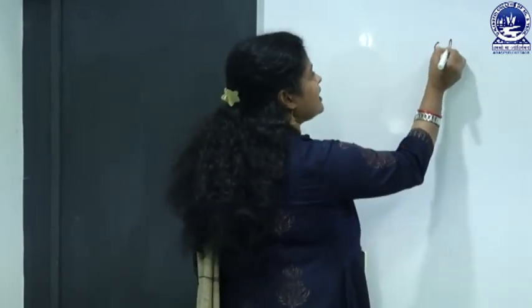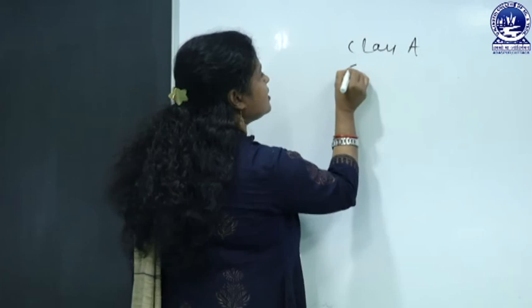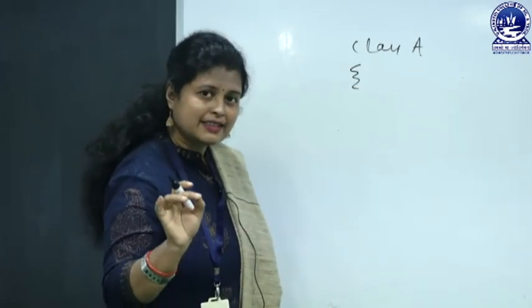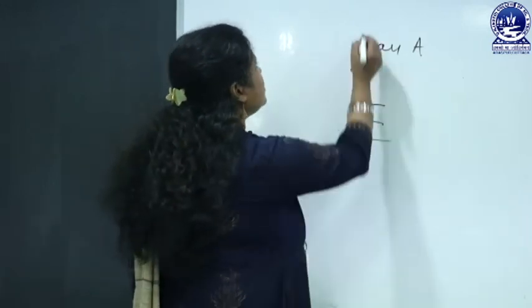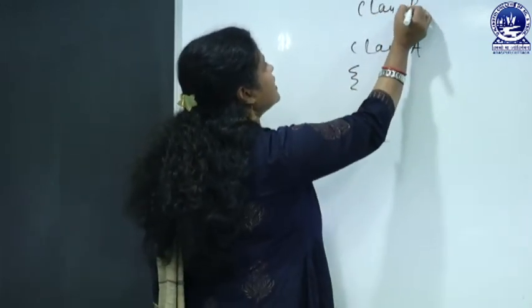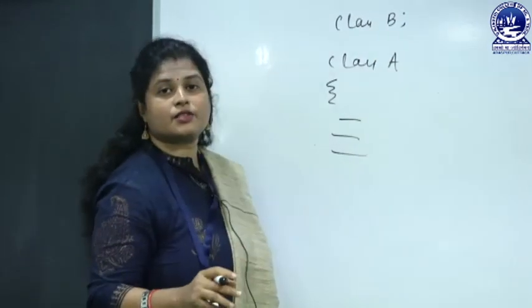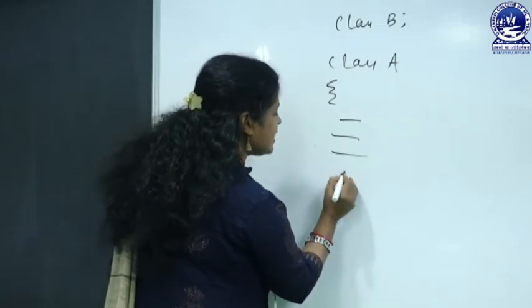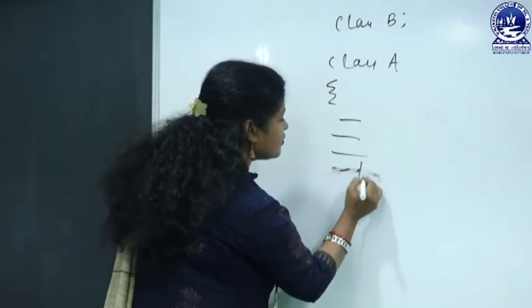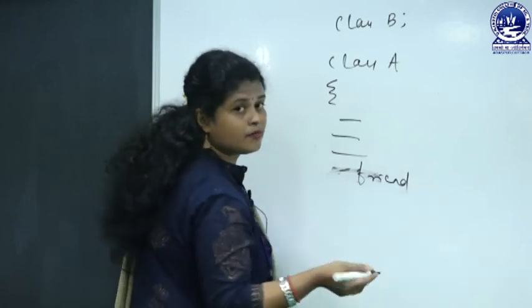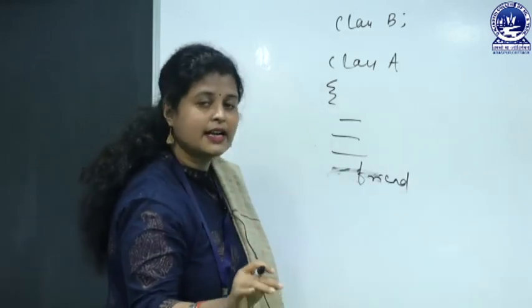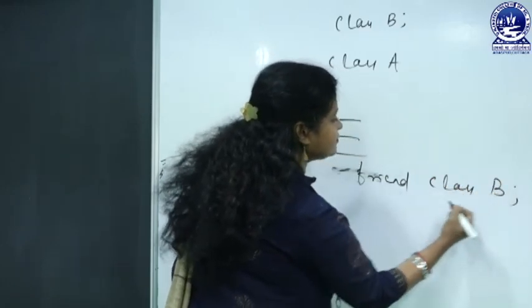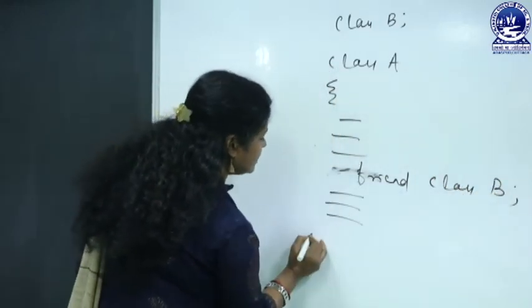Suppose you are writing class A and you want class B to be the friend of class A. In this case what will you do? You will write class B here, as we have discussed, which is the forward declaration, and inside class A you need to write friend. The keyword friend must be used with the friend function and with the class also. Friend, then class, then B, and also other code.